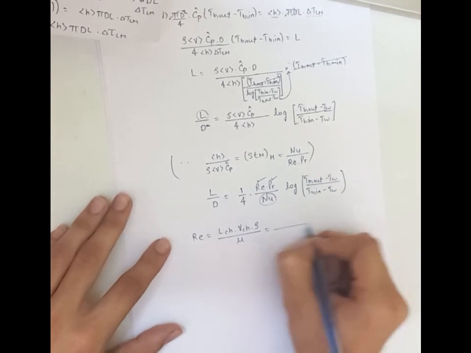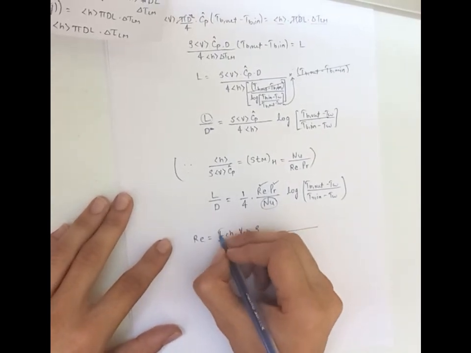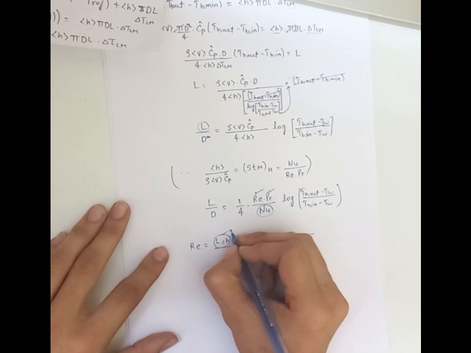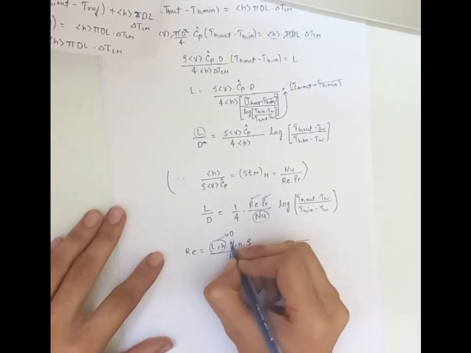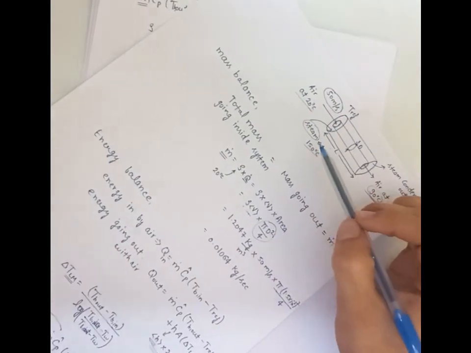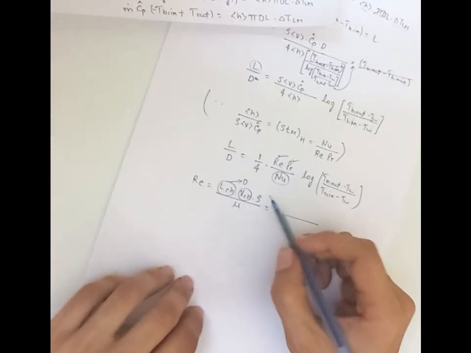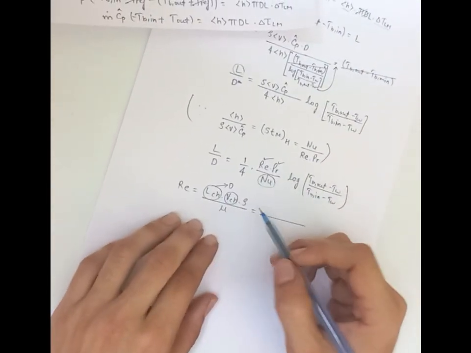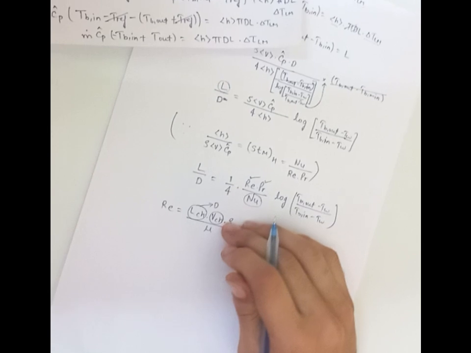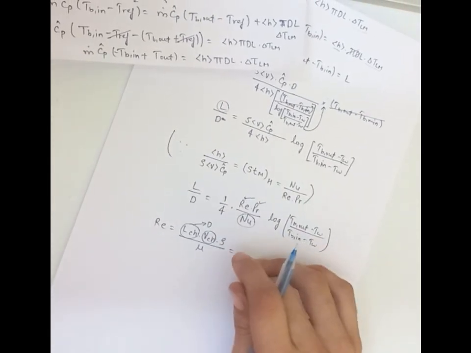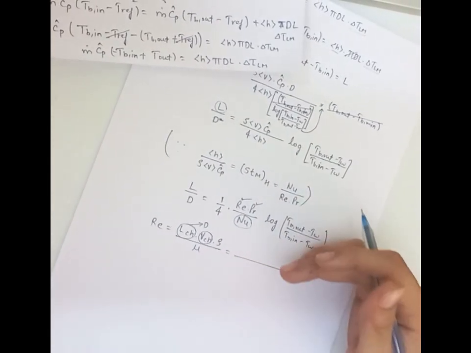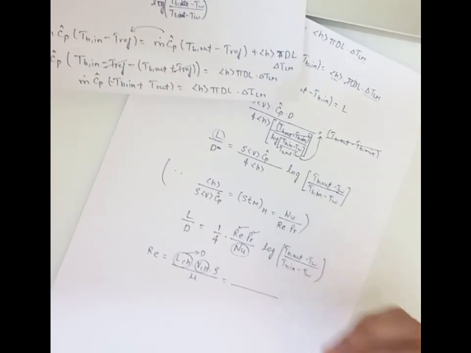In this case, as I already told, the characteristic length is the diameter of the pipe. V characteristic is the velocity with which the air is flowing through the cylinder. And this is the density of the fluid and the viscosity of the fluid. So now substituting these values, we will find the Reynolds number, and we will see whether the flow is turbulent or laminar, and then accordingly we will use the Nusselt number.